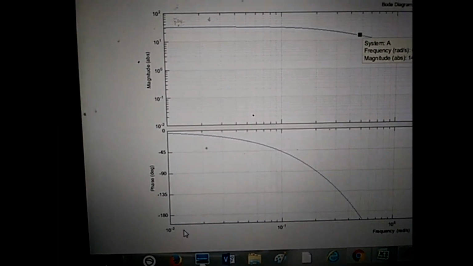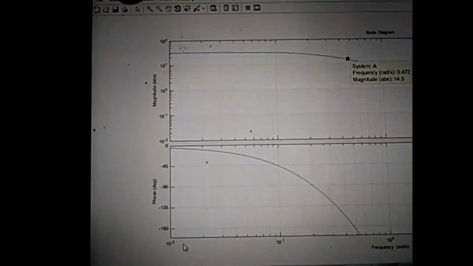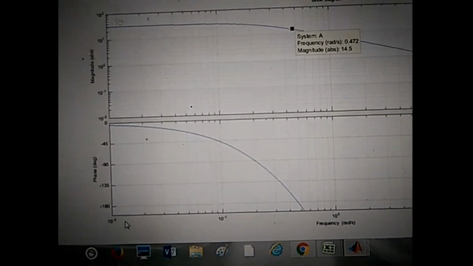So based on our code just now, figure 1 shows the Bode plot diagram. The Bode plot diagram consists of two graphs. For the first graph, it shows the frequency at the x-axis and phase at the y-axis, and for the second graph, it shows magnitude at the y-axis.